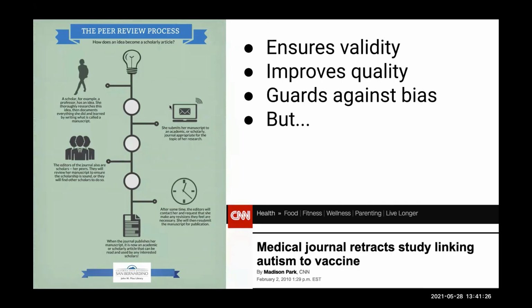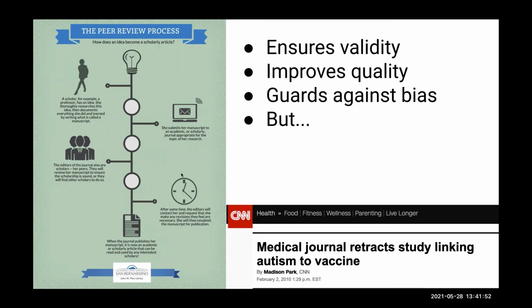After she submits it, the editors of the journal, who are also scholars, will review it to make sure that her scholarship is sound. They sometimes, actually oftentimes, send this out to other scholars who study the same thing. So other academics, experts, professors who have studied social media and teens. And that takes a while. So here we have a clock represented in step 3.